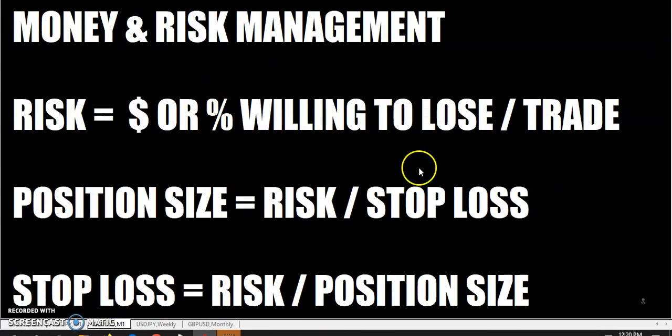Okay, now, before you trade, you know you have to have your money and risk management in place because you don't want to lose more than what you're willing to lose on any one single trade.